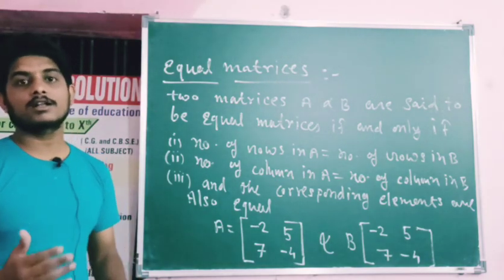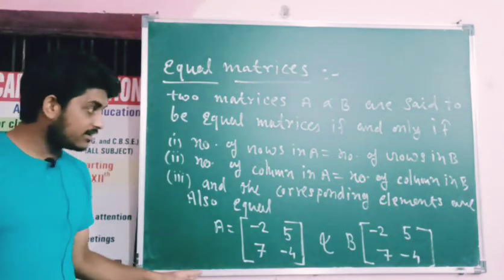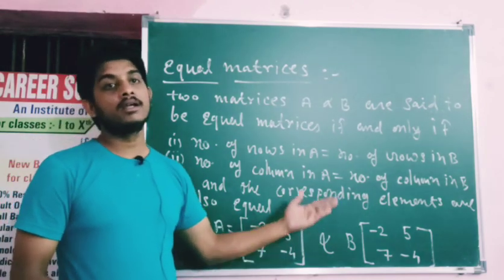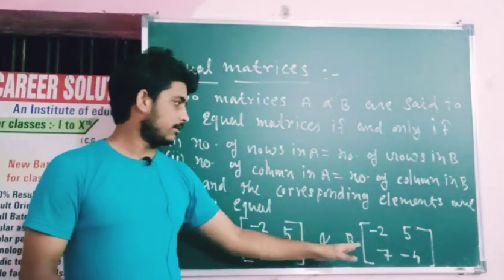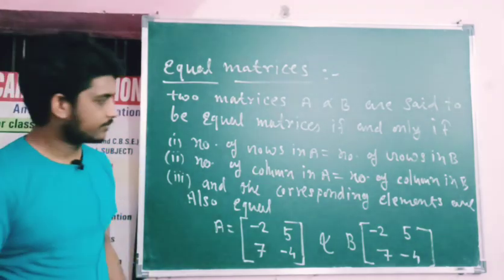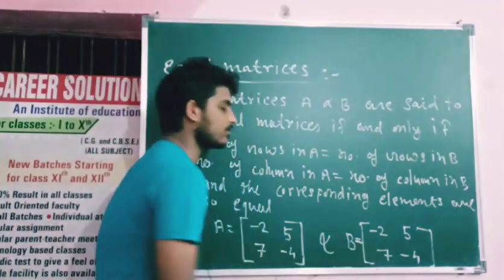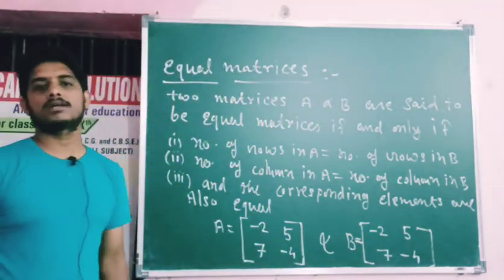What are the corresponding elements? Matrix A has the same element in the same place as B also has. Then both of the matrices are said to be equal matrices.